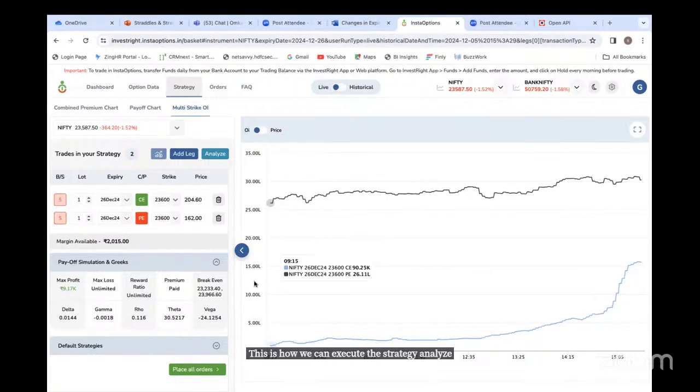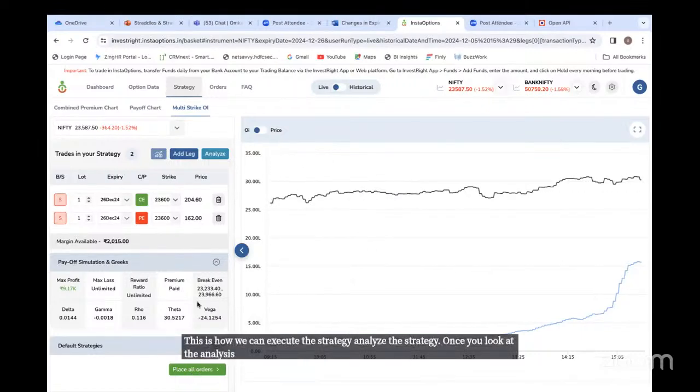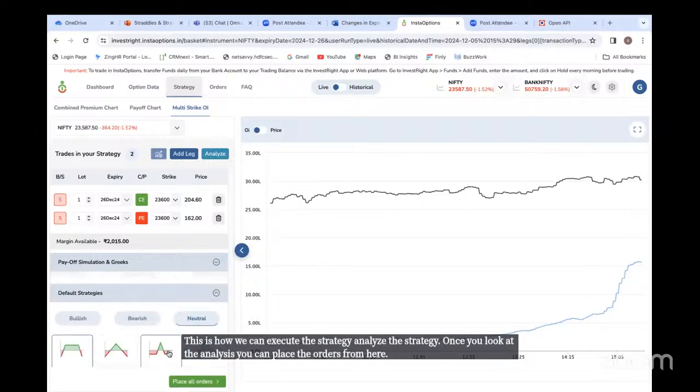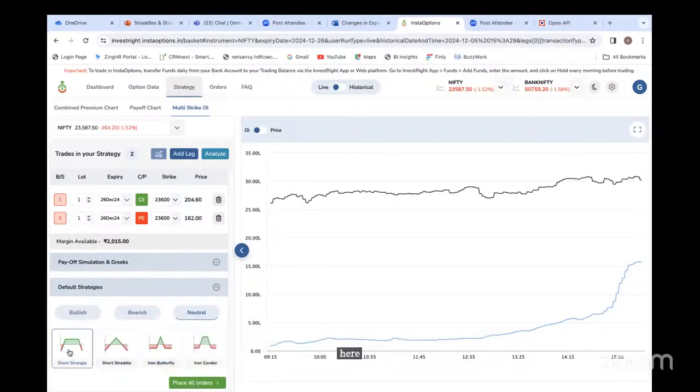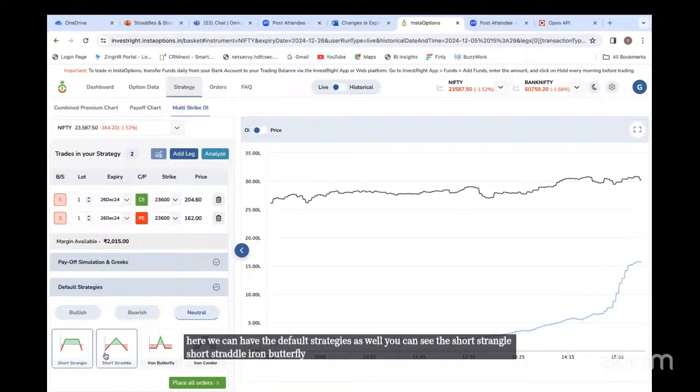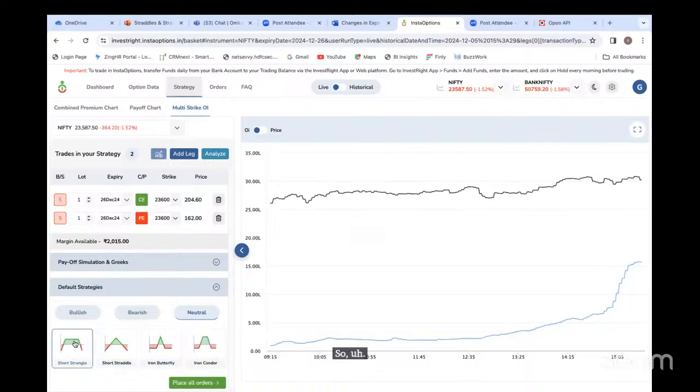Once you look at the analysis, you can place the orders from here. Okay, now here we can have the default strategies as well. You can see the short strangle, short straddle, iron butterfly, iron condor, like that, right? So if you know strategy names, and if you want to choose from a strategy, that's fine.